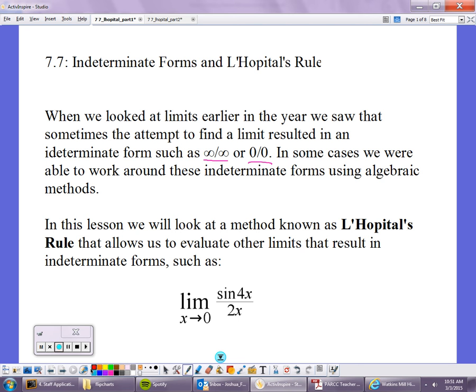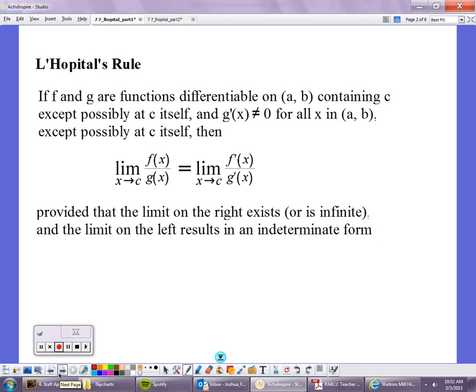So in this lesson, we're going to learn about a technique we can use, a method known as L'Hopital's rule, that will allow us to evaluate some of these limits that result in indeterminate forms that we can't deal with in the way that we dealt with them earlier in the year. So things like this: the limit as x goes to 0 of sine 4x over 2x. That's something we can't really do with what we had before. All right, so this is L'Hopital's rule.